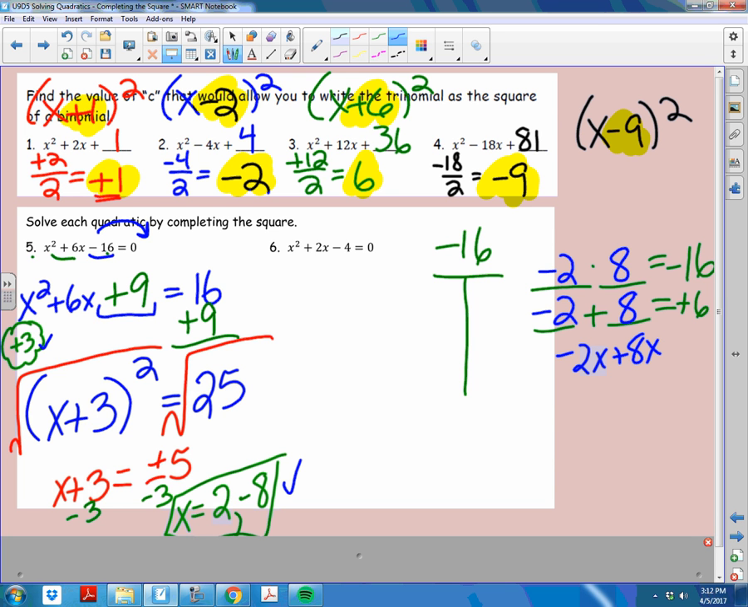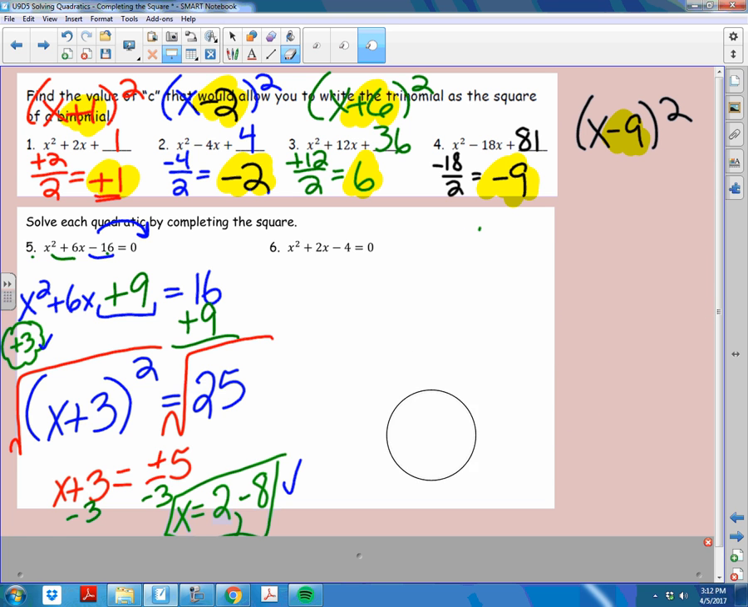Cameron, what was your question? Does everyone understand that? You could have factored this one. Yeah. Okay. Can you not factor the next one? Well, I don't know. Let's see.